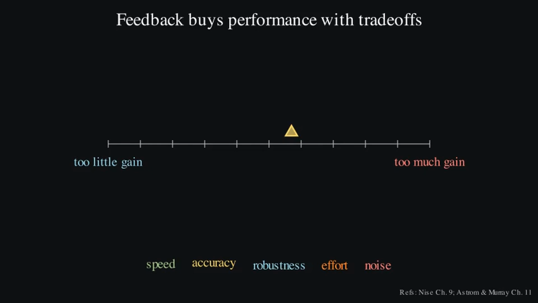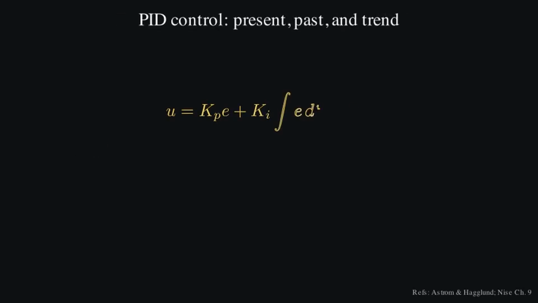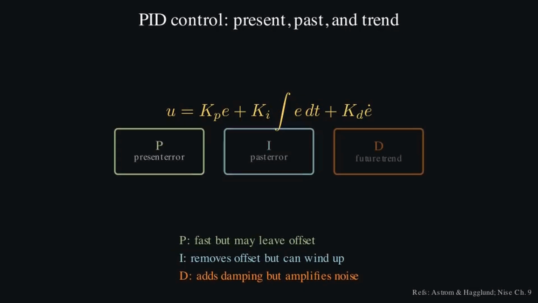Feedback is useful because models are imperfect and disturbances exist. A hill slows a car. A window cools a room. A load torque slows a motor. Feedback uses measurement to fight those uncertainties, but it is not free. Gain can improve accuracy and speed, while also increasing overshoot, noise sensitivity, actuator effort, and instability risk.